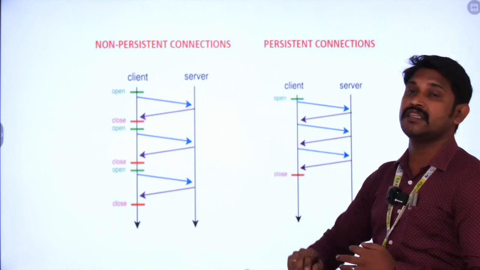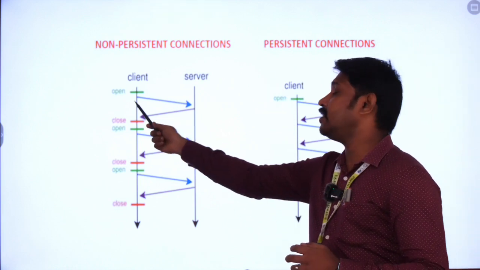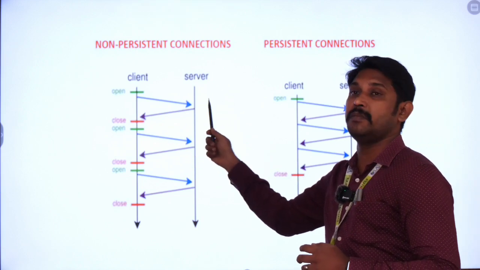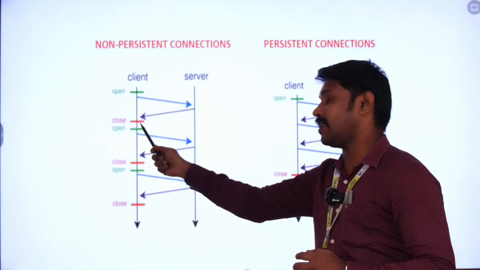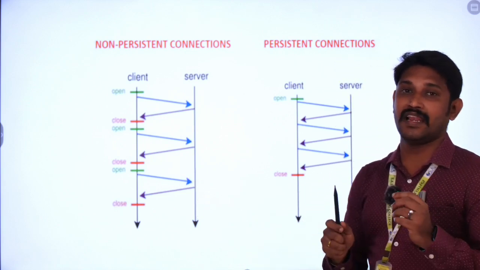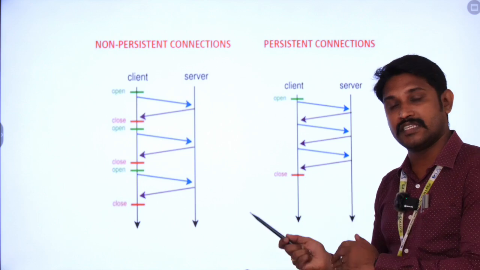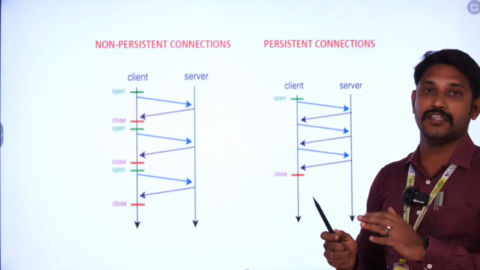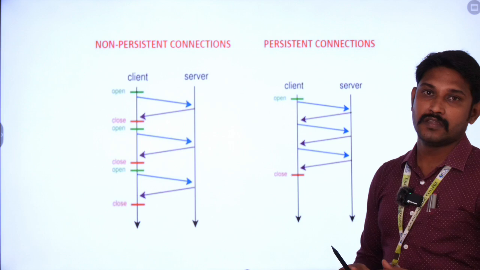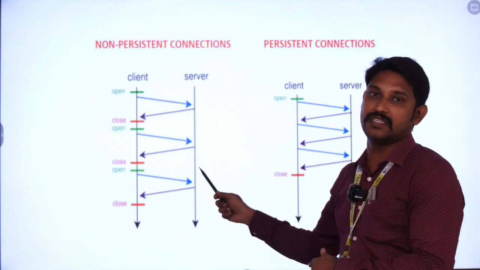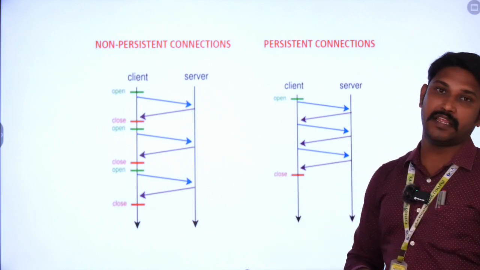So in the non-persistent connection, first a client will send a request to the server and the server will respond. After the server responds, the server will disconnect the connection. So that means for every client and server connection, after the server responds to the client, the connection will be set as off, and again a new connection will be requested by the client from the server. This is non-persistent connection.